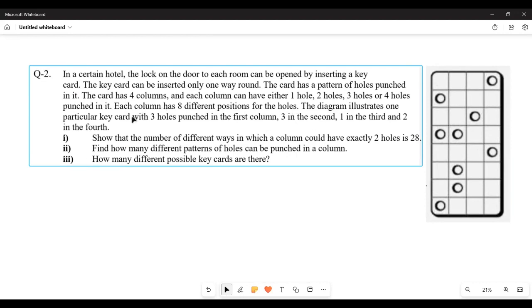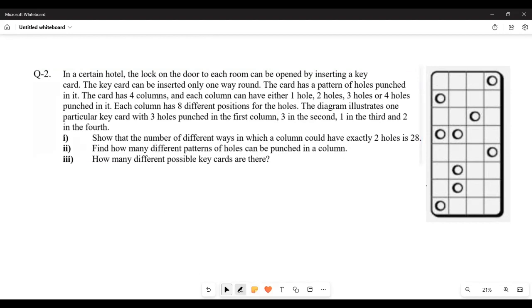The diagram illustrates one particular key card with three holes punched in the first column, three in the second, one in the third, and two in the fourth. Show that the number of different ways in which a column could have exactly two holes is 28.